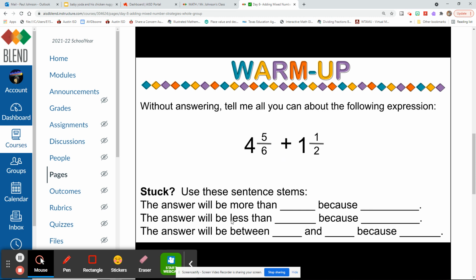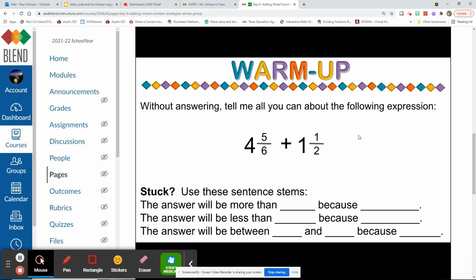All right, so what I want you to do is, once again, pause it and think about these two numbers while it's paused. And I want you to think about how to use these sentence stems. Little hints: 5/6 sounds like almost one whole, and 1/2, of course, is 1/2 of one whole. So go ahead and pause it, use the sentence stems, come back, and we'll talk about them.